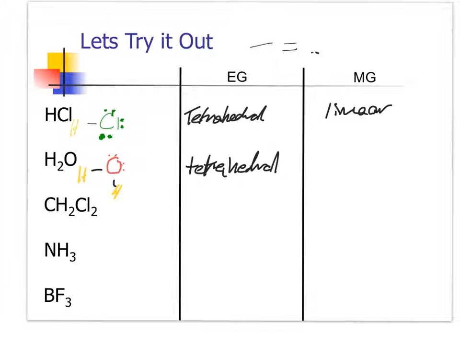But water is not linear. I have 2 bonds, 2 non-bonding, and that makes it angular or bent.